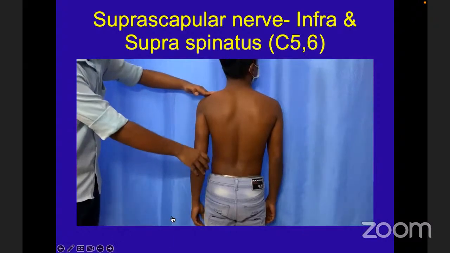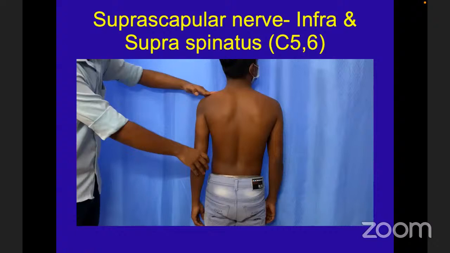Now, if the examiner asks you that it's a C5, C6 root injury, how will you clinically say? What are the two tests you do? You check for the rhomboid major and rhomboid minor and the serratus anterior. Now you can convincingly say to the examiner that this patient has a C5, C6 root injury.